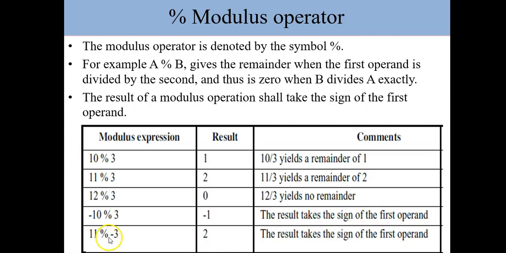Similarly, 11 modulo minus 3 is 2. So the result takes the sign of the first operand. Here this is first, so don't get confused here. Minus 1 is used for the minus sign and the remaining 1. Here, as the first operand is positive, it is unsigned. So definitely the result is 2. I hope you have understood this. Otherwise, just practice once or twice and the concept will become clear.